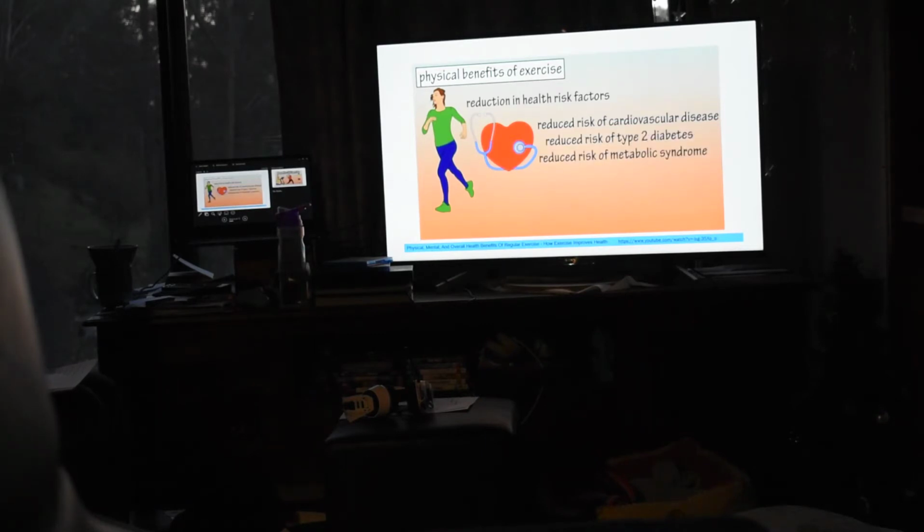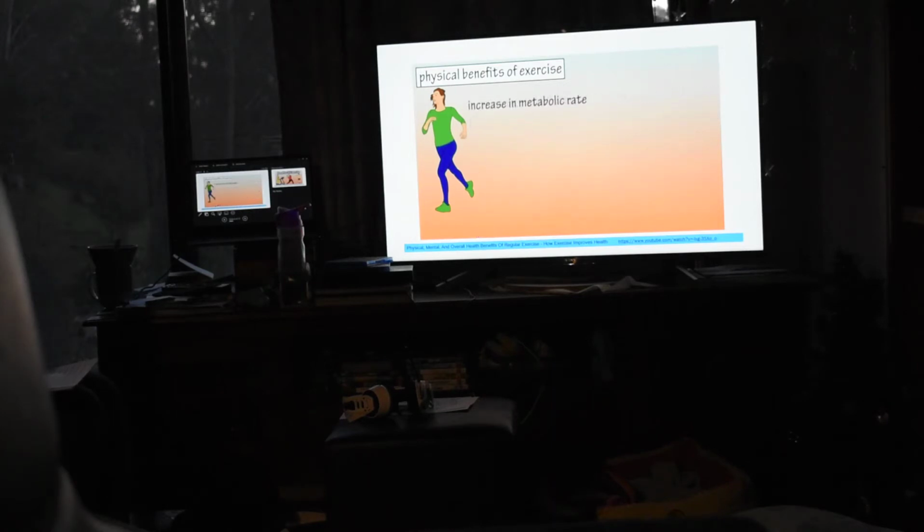Research also shows that active people have a lower risk of colon and breast cancer, and regular exercise can also increase your chances of living longer. Number 3, increased metabolic rate.